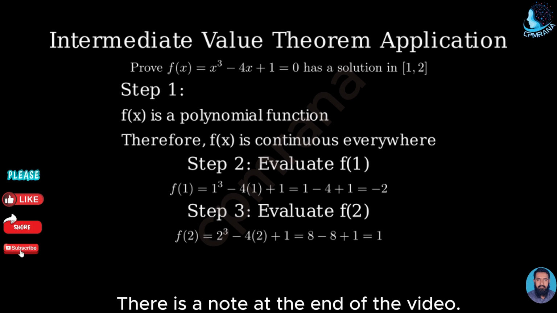Let's visualize this on a graph. Here's our function f(x) = x³ - 4x + 1. We can see that at x = 1, f(x) is -2, and at x = 2, f(x) is positive 1.